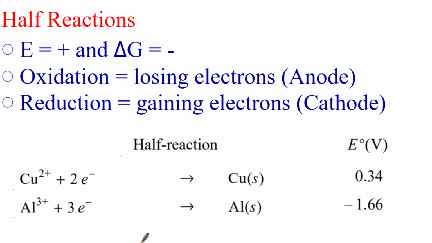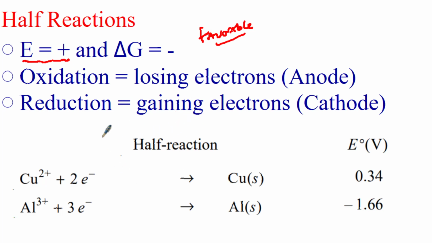So let's take a look at these two reactions. These are two half reactions. We have a copper reaction, copper 2+ plus 2 electrons gives you copper solid, and that's positive 0.34 volts. Aluminum 3+ plus 3 electrons gives you aluminum solid, that's negative 1.66, okay? Now, we want the E to be positive in order to be a favorable chemical reaction, which means the delta G will end up becoming negative. So we want the standard cell potential to be positive.